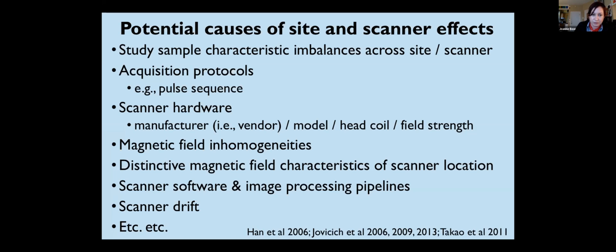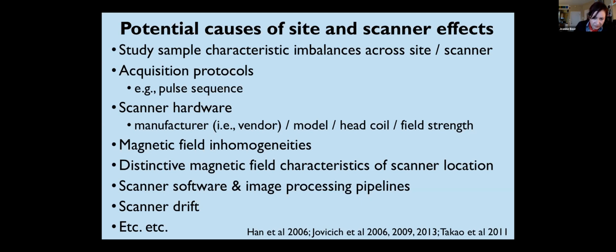Different acquisition protocols can yield different scanner effects. Scanner hardware, magnetic field inhomogeneities can differ across scanners, and even the magnetic field characteristics of the scanner location. I've heard an example where there was actually a potted plant or something outside of the scanner room where the scanner was located, and that was distorting the magnetic field, which was something they found out later. And maybe there are weather effects, I don't know, electrical storms and stuff.